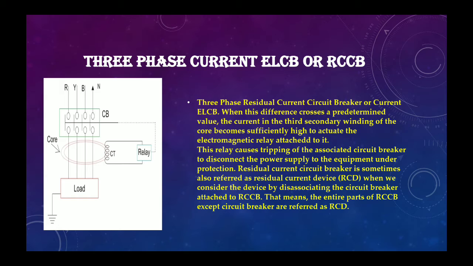A residual current circuit breaker is sometimes also referred to as residual current device or RCD. So RCD and RCCB are the same. And also the current ELCB is the same as RCCB. When we consider the device by disassociating the circuit breaker attached to RCCB, that means the entire parts of RCCB except the circuit breaker are referred to as RCD.